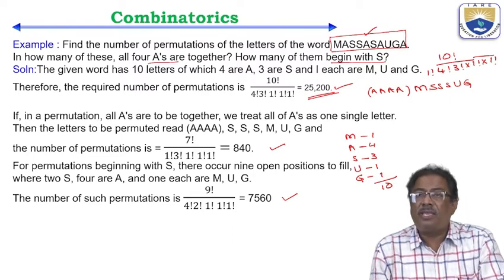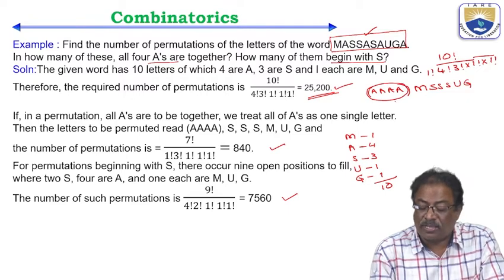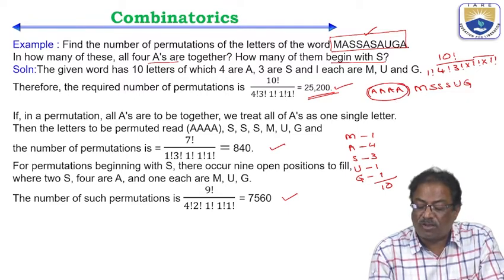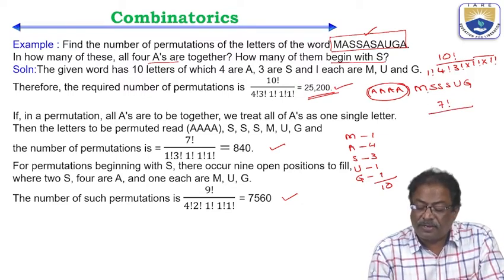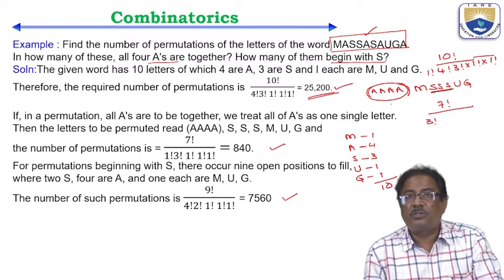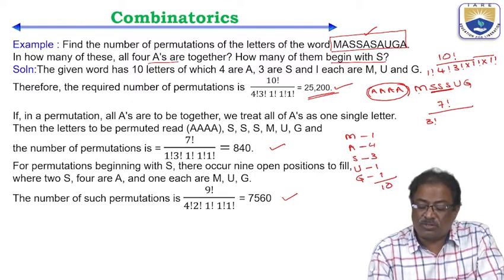So now, how many letters will be there? Here, all A's together as 1 only. 2, 3, 4, 5, 6, 7. So this is 7 factorial by, and repeated. How many repeated? 3. S is 3 times repeated. But I am not considering it, because I am going to get the permutations where all the A's are together.